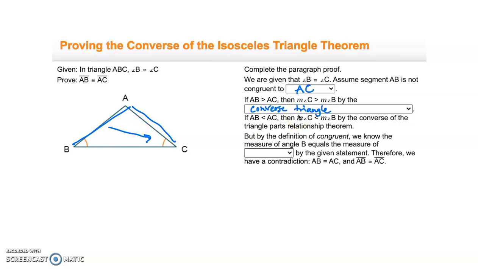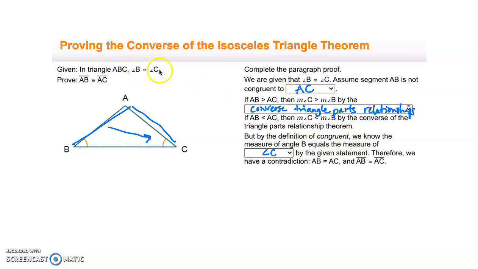The triangle parts theorem says if the side is longer, then the angle opposite is bigger. So this is the converse of the triangle parts relationships. And then if AB is less than AC, then angle C is less than angle B by the same converse. So whether it's greater than or less than, the angles differ by this theorem. But by the definition of congruent, we know that the measure of angle B is equal to the measure of angle C.